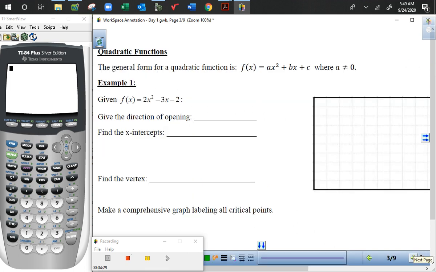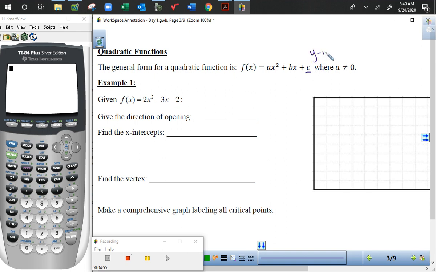Next up, we're going to review quadratic functions. These are a little bit more interesting. We've got here the general form. We've got to have a squared term. That's why it said a can't be 0 here. Otherwise, it's not a quadratic function. It would be linear if that part was missing.